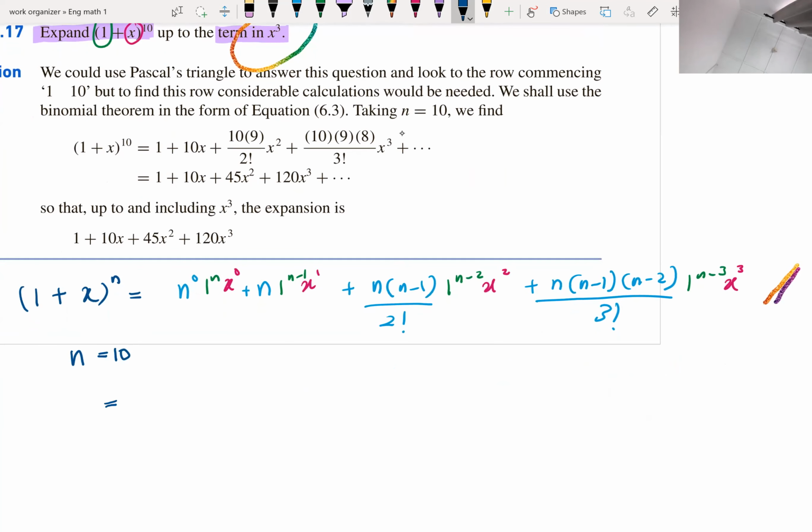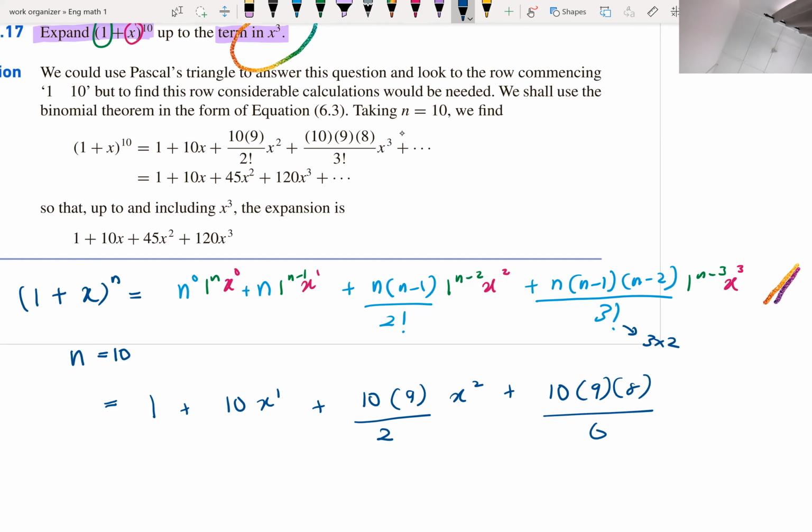Here n is 0, so this is 1. Then plus 10 x1, plus 10, 9, then 2 x2, and then 10, 9, 8, and this is 3 × 2 × 1. For factorial, you multiply with smaller numbers until 1. And don't forget, x to the power of 3.